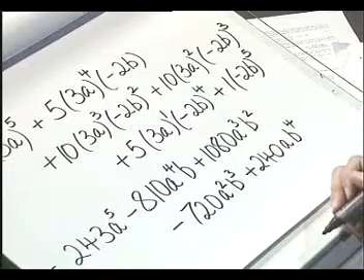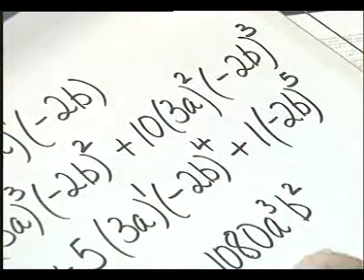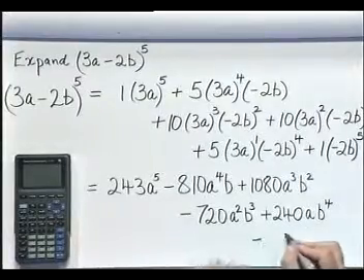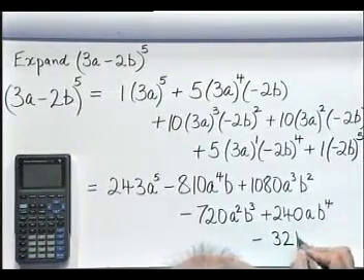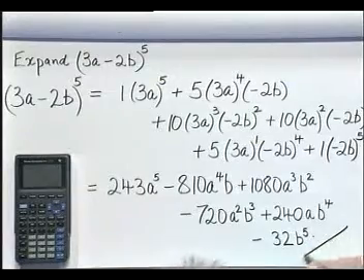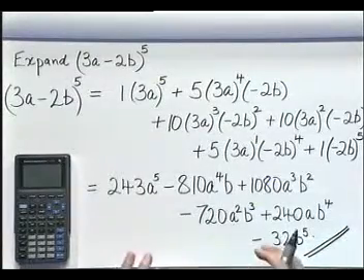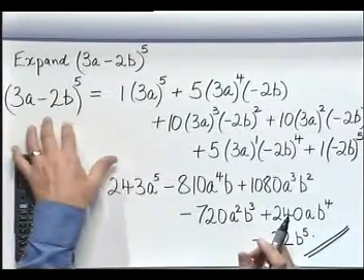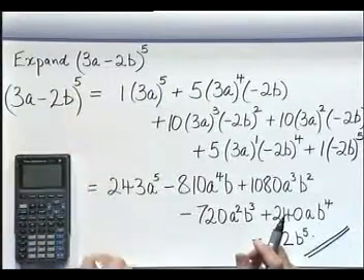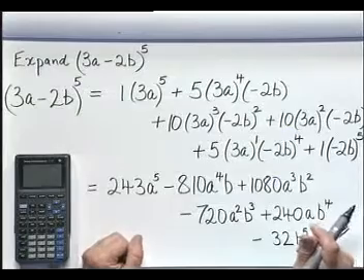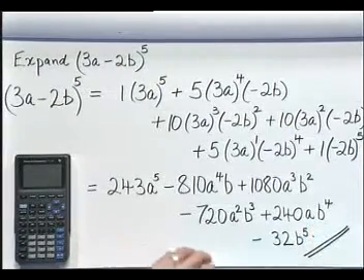And finally, there'll be one more term, and that will be minus 2 to the power 5, which is going to be negative 32 b to the power 5. And that's the expansion of this rather complicated expression which had both positive and negative quantities in it. And again, we've used Pascal's triangle to do that.